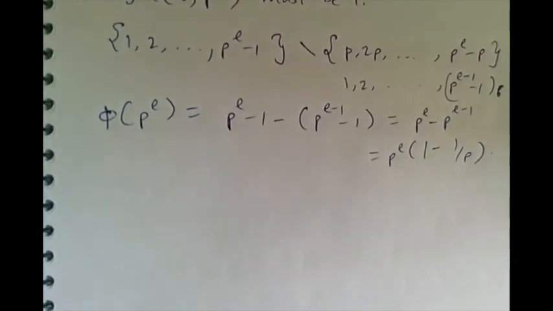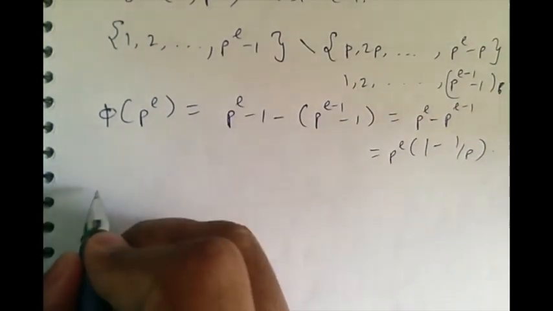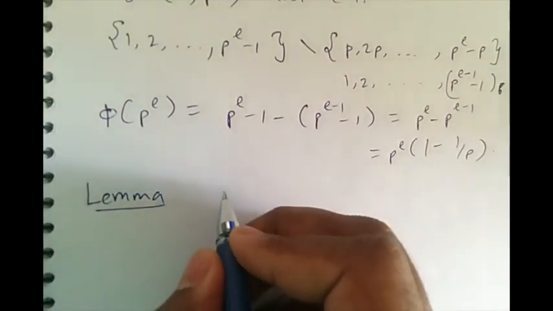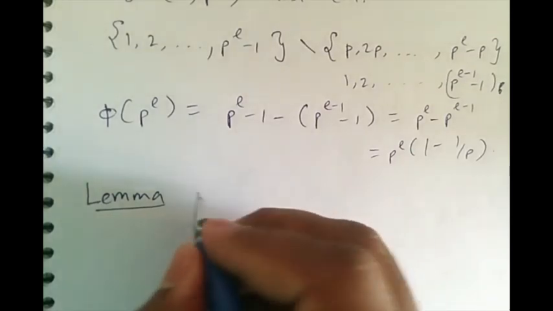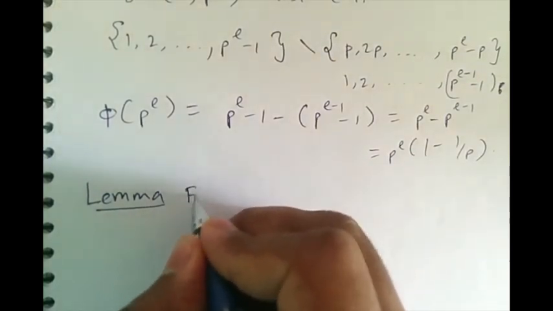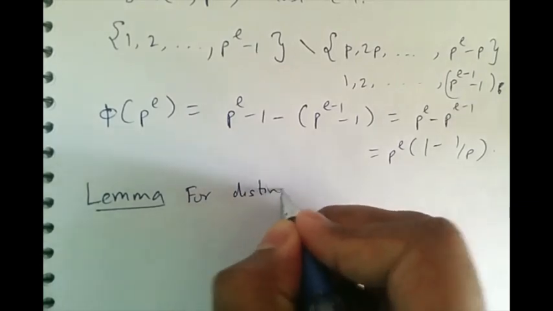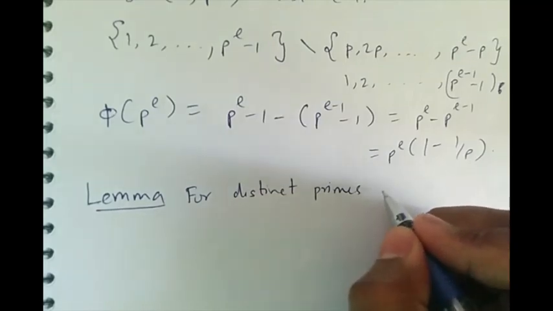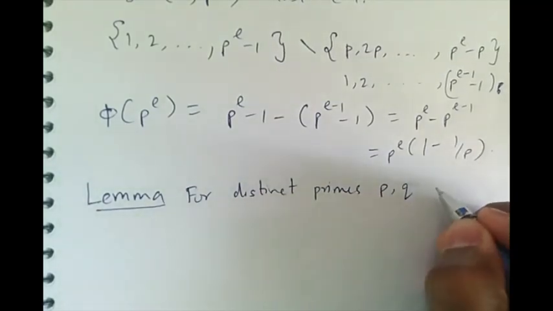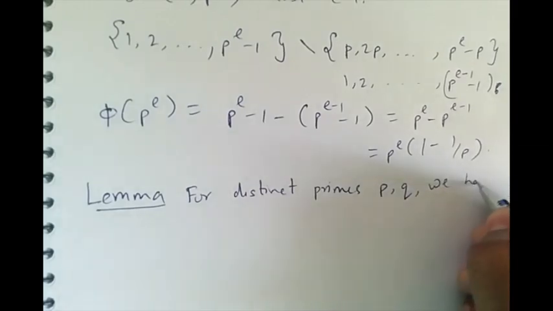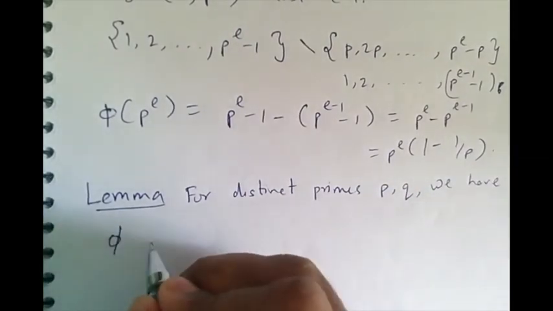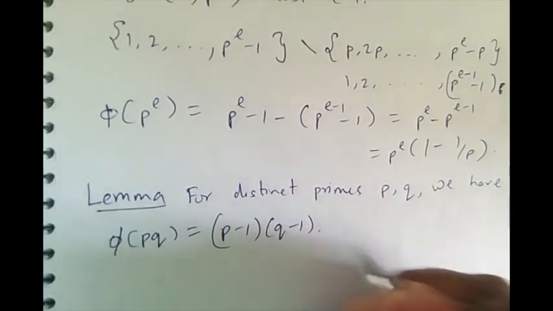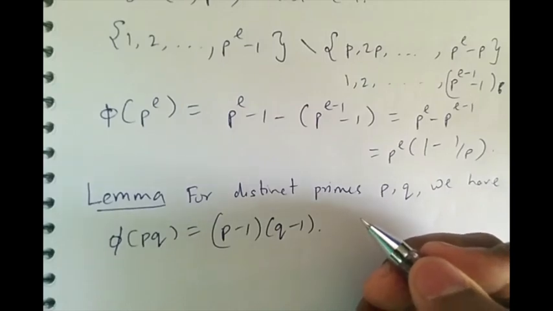Okay. So there's another lemma which is going to be useful in the context of the RSA public key crypto system. It says that for distinct primes p and q, we have phi of pq is p minus 1 times q minus 1.